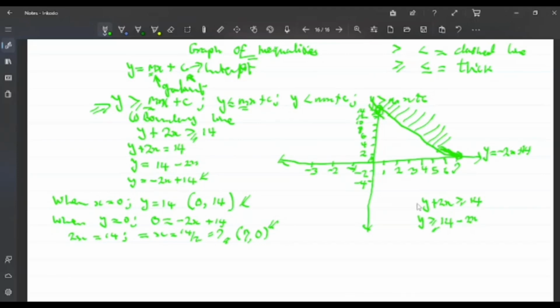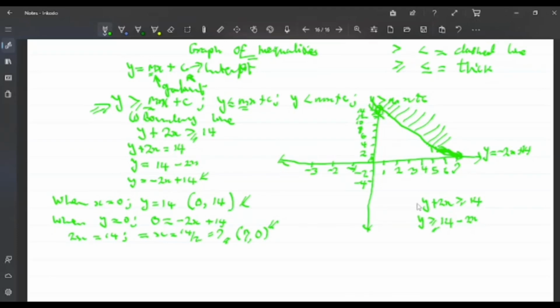So the region that satisfies it, when it's greater than, is above. When it is less than, it's below. When it is greater than, whether greater than or equal to, it is above. When it is less than or equal to or less than, it is below. The only difference between greater than and greater than or equal to is the boundary line. In greater than or equal to, the boundary line is included. That's why it's thick. In greater than alone, the boundary line is not included. The same thing with less than and less than or equal to.